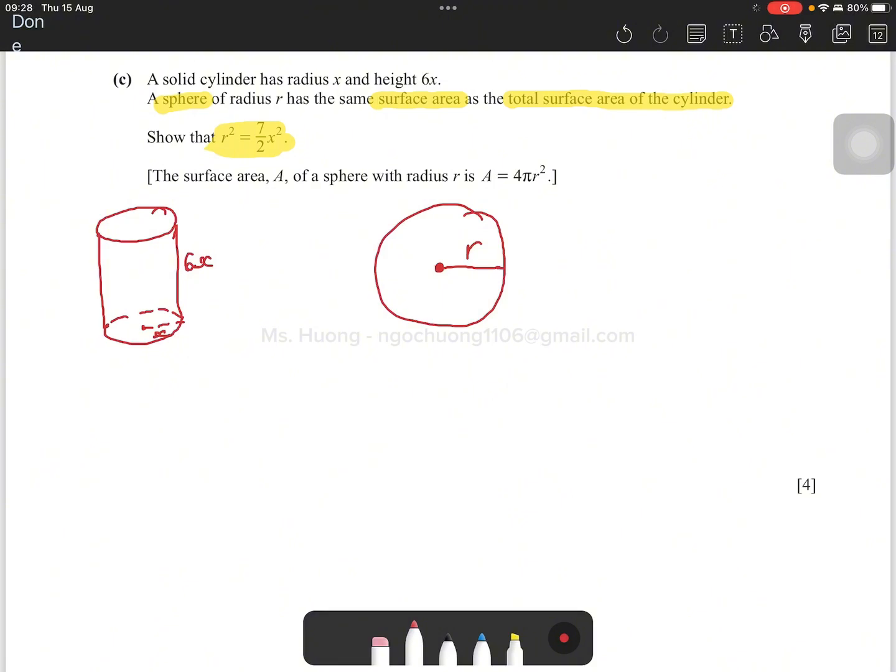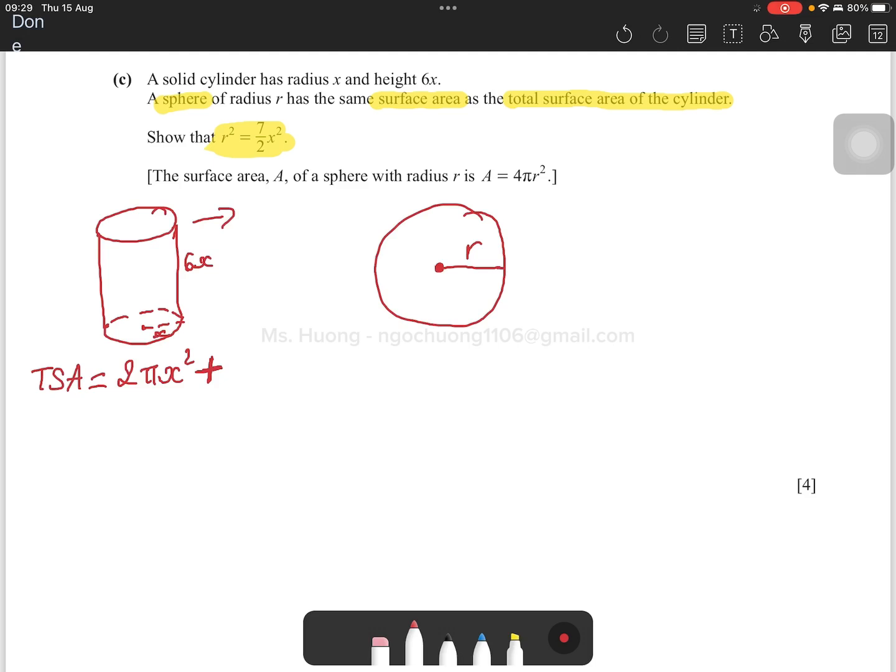So first of all, we need to find the total surface area of the cylinder. We see that it is the base area, pi r squared. In this case, r is x. And we have the top and the bottom face. So it is 2 pi r squared. This is the base area times 2. And we need to add the curved surface area.